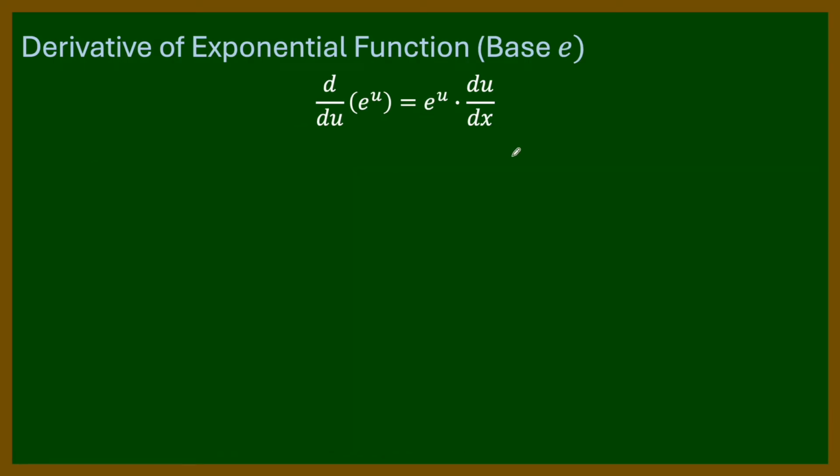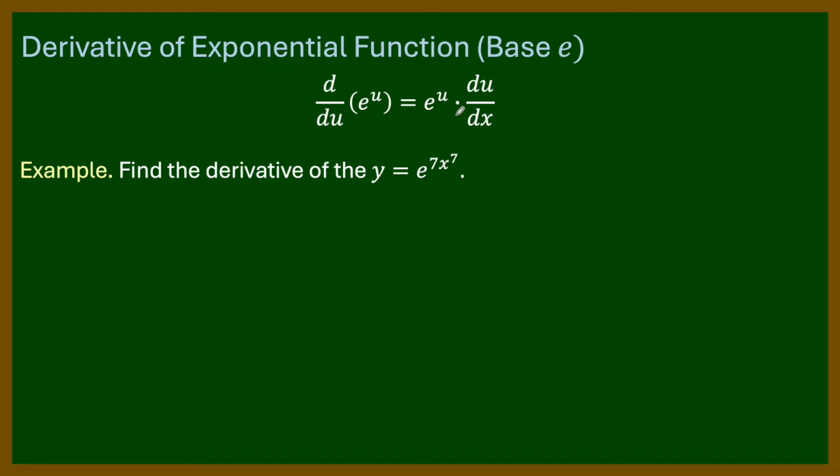Now let's move forward to the derivative of the exponential function base e. So this is much simpler compared to the base a. Now all you have to do to find the derivative is copy the given function, whatever the value of u. So that's e to the u. Then multiply the result by the derivative of u with respect to x. Simply like that. Let's have an example.